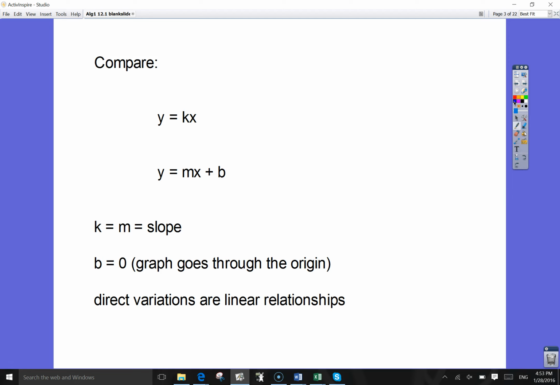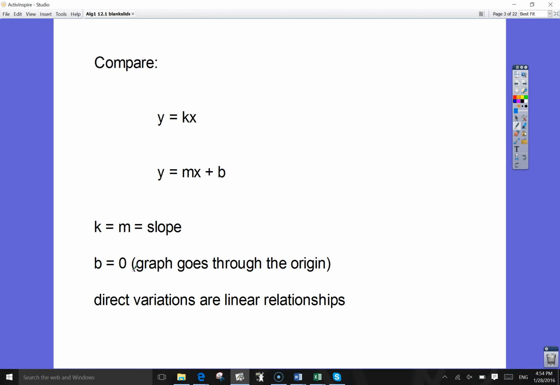Now, what's different with y equals kx? Well, for one thing, you have k as the coefficient of x instead of m, which means that k equals m, meaning k is the slope. And because you don't see anything after the kx term where the plus b would be, that just means that b equals 0. So the y-intercept is 0. If you graph this equation, it's going to go through the origin.